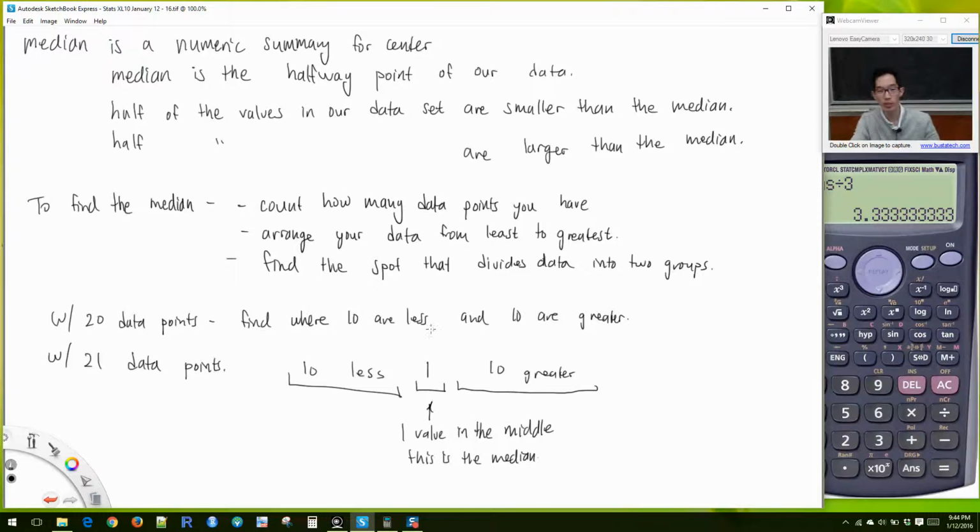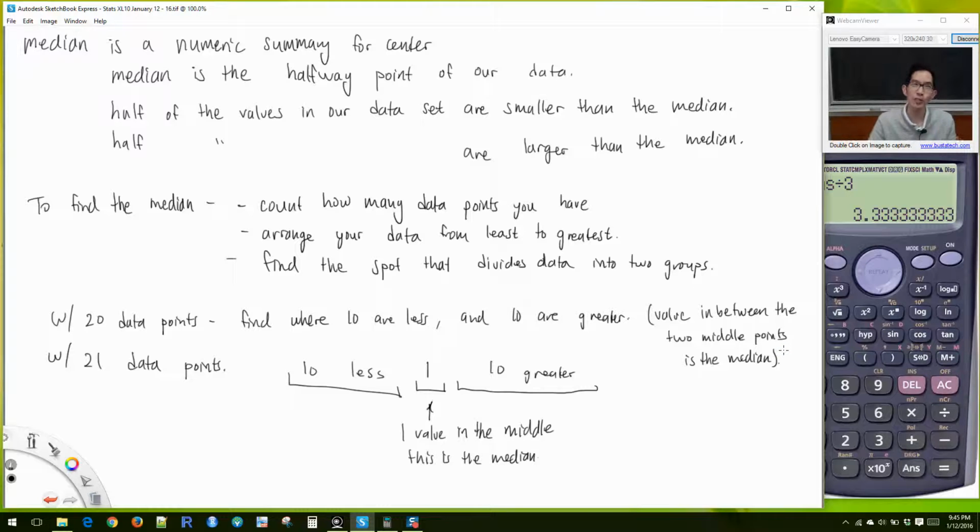Okay, with 20 data points, you've got 10 less and 10 greater. And then you would basically take the value in between those two middle points, and that will be your median, okay? So maybe I'll just do a quick demo here. I'll write this: the value in between the two middle points is the median, okay?